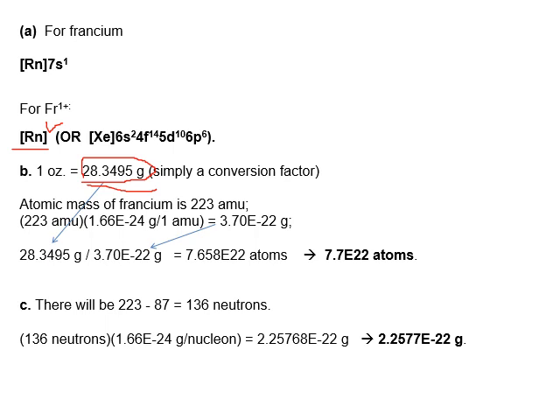And then when you convert 223 AMUs, which was the mass of the francium, times your conversion factor, you want the AMUs here to be on the bottom and the grams on the top because you want to get it in grams.